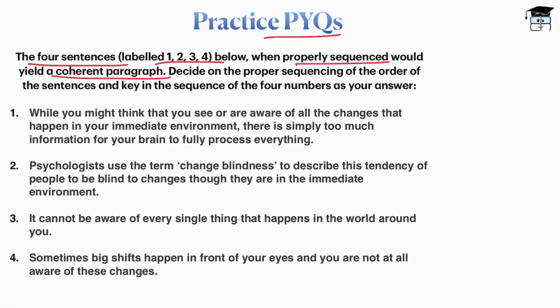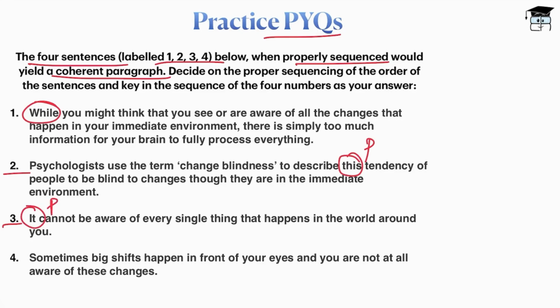While you might think that you see or aware, I don't need to read the next sentence. I know that I see a transition word here, which is while. Now, I know that this sentence will not start or end my paragraph, right? Second sentence. Psychologists use the term change blindness to describe this tendency to not read the rest of the paragraph. I see a pronoun here, that means this will also not start the paragraph. However, this might end the paragraph. Third sentence. It cannot be aware. It is again a pronoun.